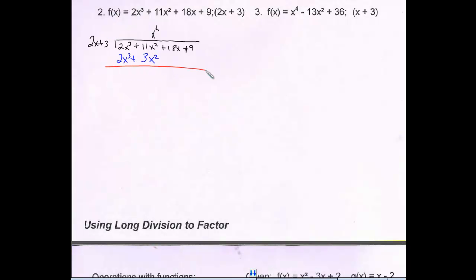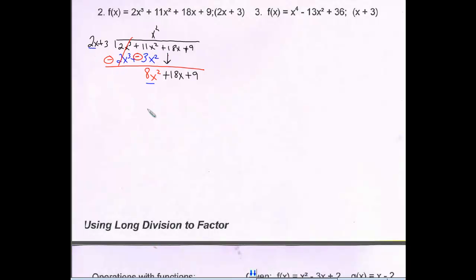Draw our line and change signs. Now combine our terms. These will cancel. 11 minus 3 is 8x squared. Now bring down the 18x and the 9. And then begin again.